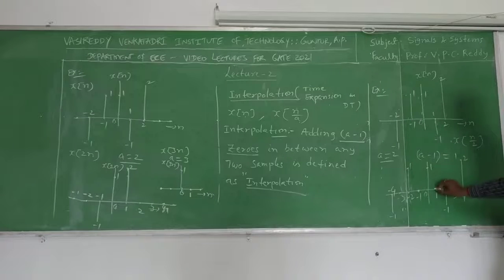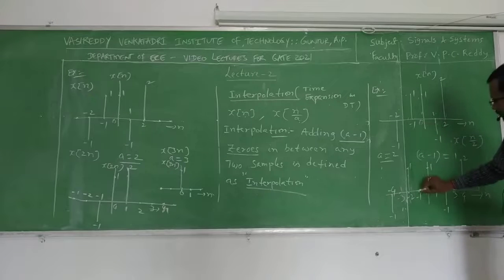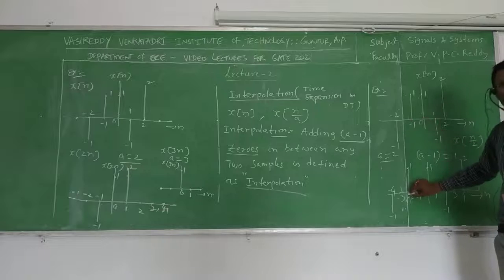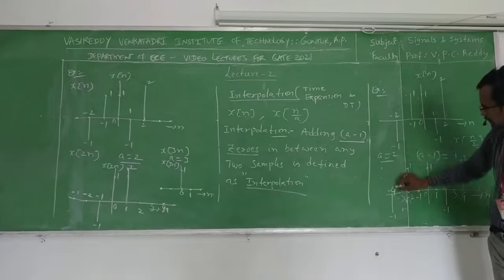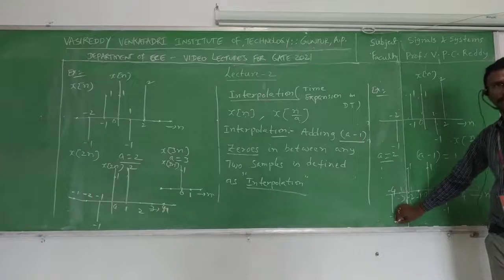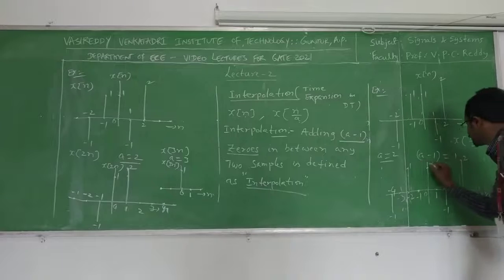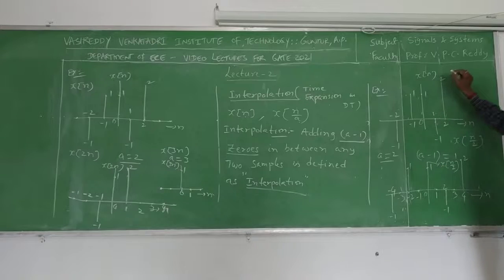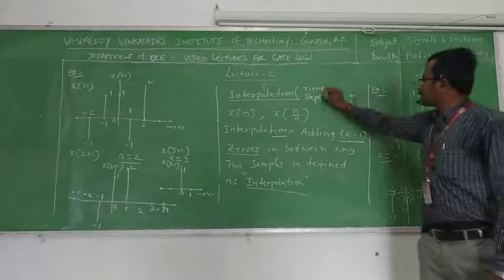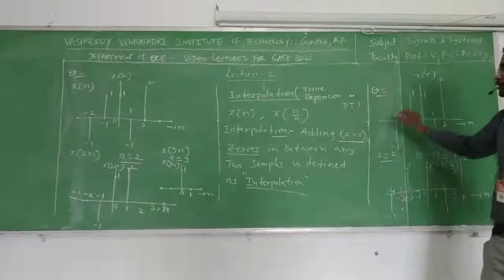So the 0th sample remains the same. After this 1 zero, the sample at n is equal to 1 moves to n is equal to 2. Now after this again we have to add 1 more zero. The sample at n is equal to 2 is now at n is equal to 4. Similarly towards the left, at n is equal to minus 1 add 0. The sample at n is equal to minus 1 moves to n is equal to minus 2. Again after this add 1 more zero. Now the sample at n is equal to minus 2 is present at n is equal to minus 4, with value minus 1. So this is x of n by 2. This is about interpolation, that is time expansion in discrete time. Okay, so we will continue in part 2.